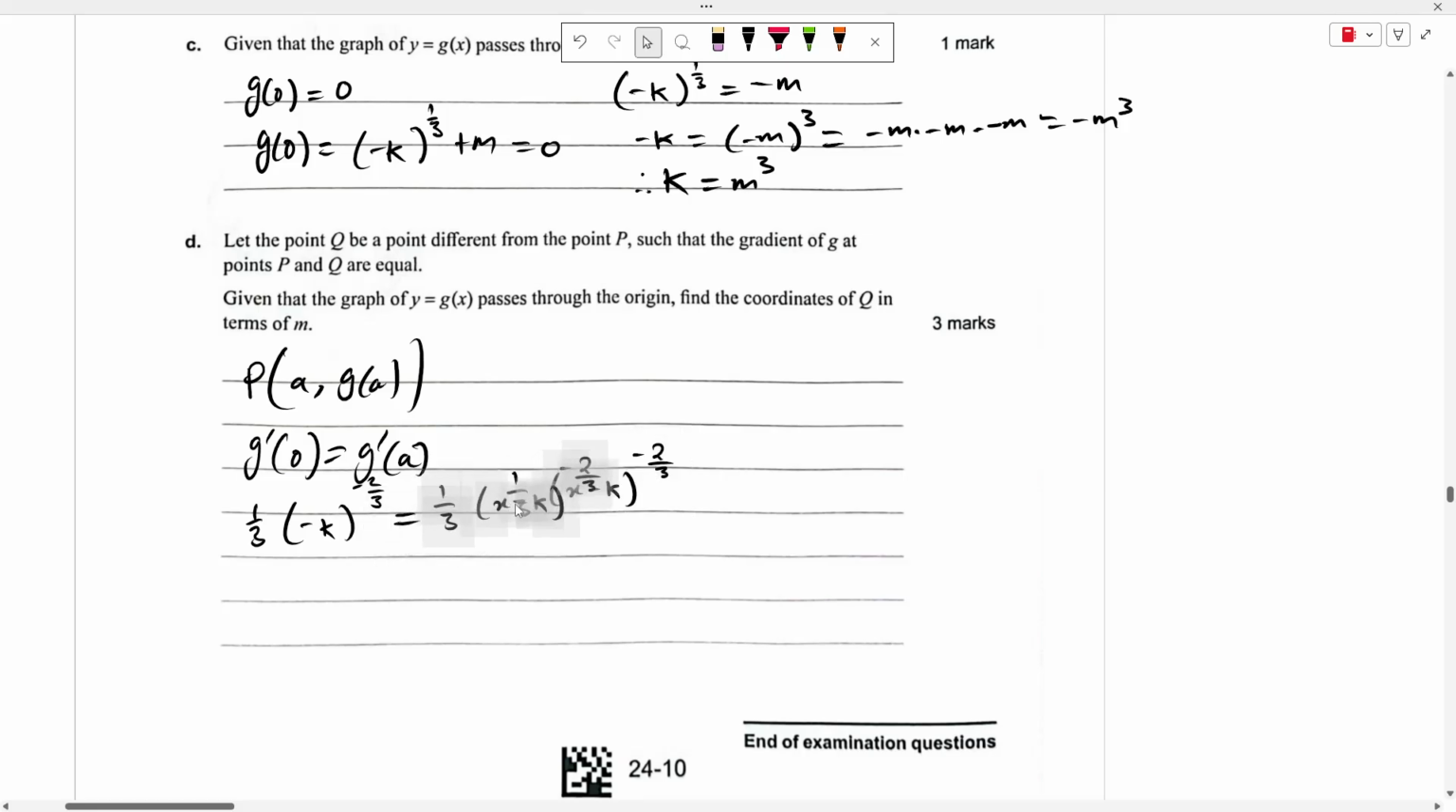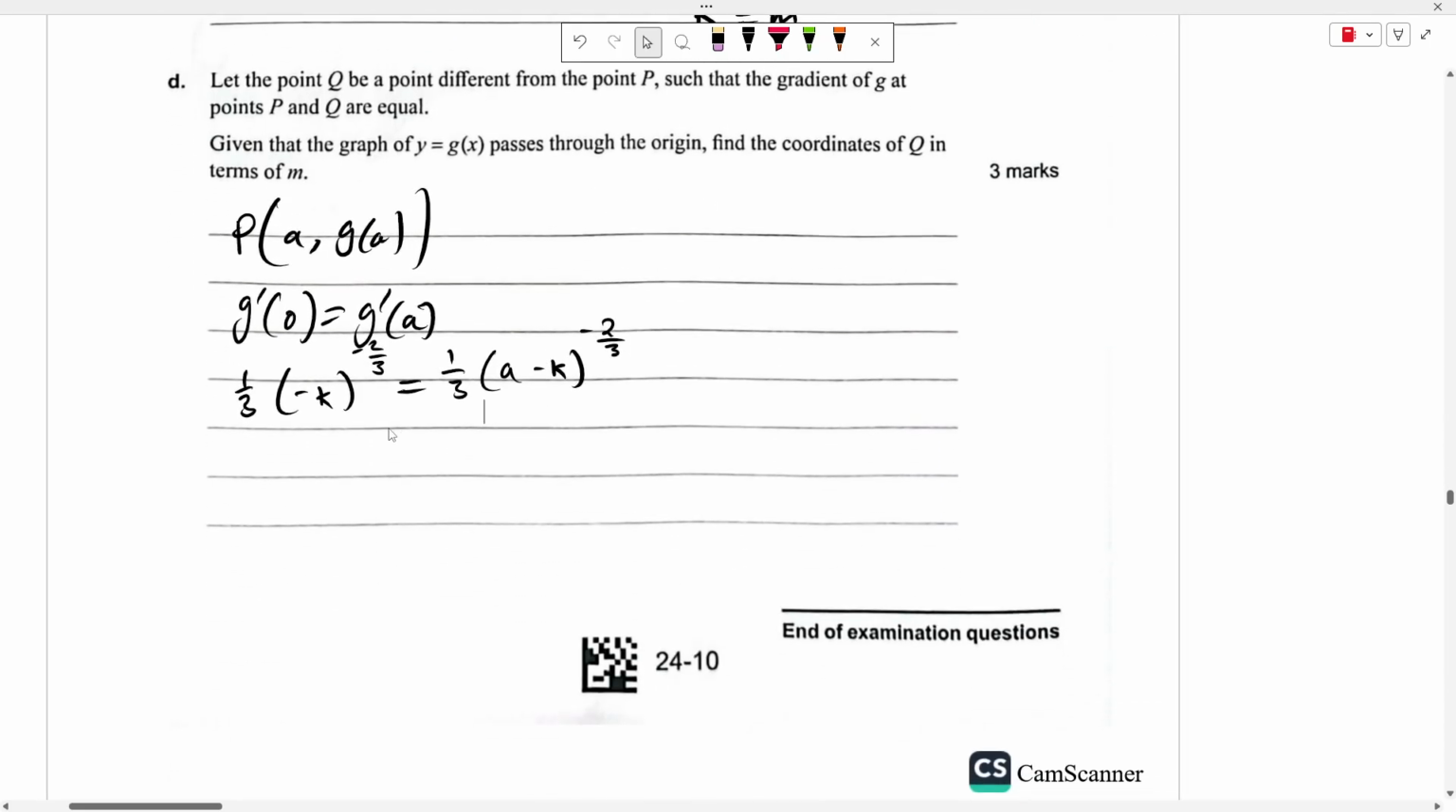and put this here. But we're doing g dash of a, so instead of x, we can replace that with an a. Okay, here we go. Now we have to try to solve for a. But first, we know that k is equal to m cubed. So let's replace all the k's with an m cubed.